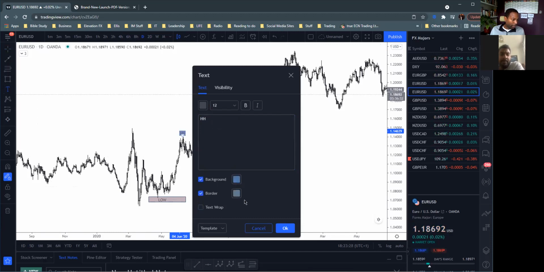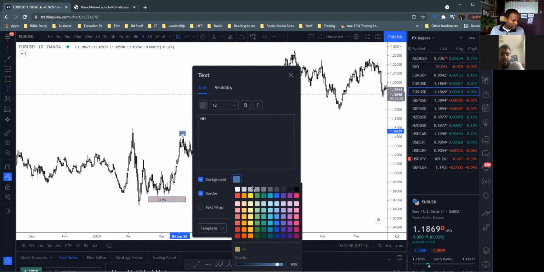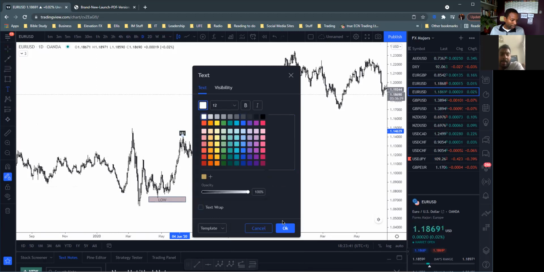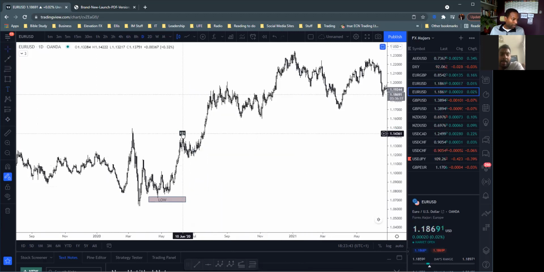Got a nice little background and a border on it there. Color we have. Background, we'll put a background in black, and we'll put the text in white. Where's my text? Okay, cool. Black and white is just clean. It's doing it for me right now.